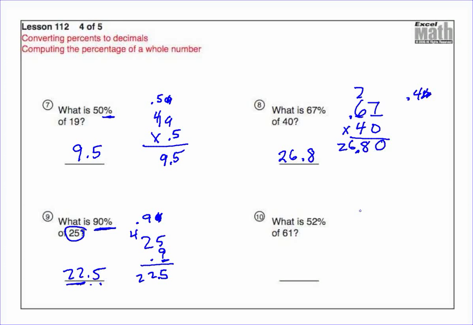This last one, 0.52 times 61, or you could put the 61 on the top, doesn't make any difference. 52 times 1 is 52. Put a placeholder. 2 times 6 is 12, and that's 31. And then you add it together and get 31.72.